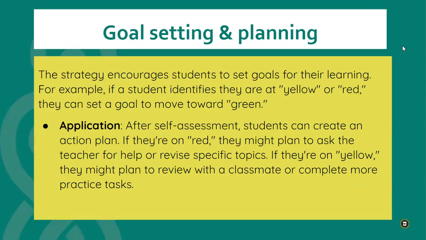Traffic lights are also really useful in goal setting and planning. So this is a simple way of teaching students how they can respond if they're stuck or if they've got what they need to do next. So after self-assessment, students can create an action plan. If they're red, they might plan to ask the teacher for help or to revise specific topics. If they're on yellow, they might plan to review with a classmate or complete more practice tasks. And if they're on green, they can go and help other people.